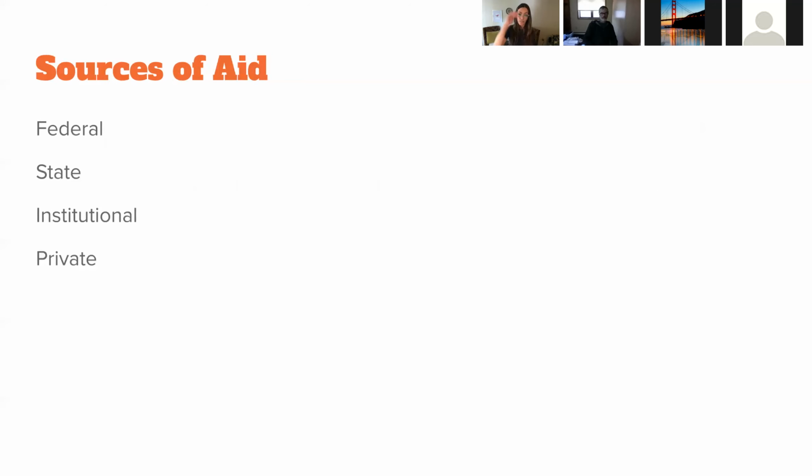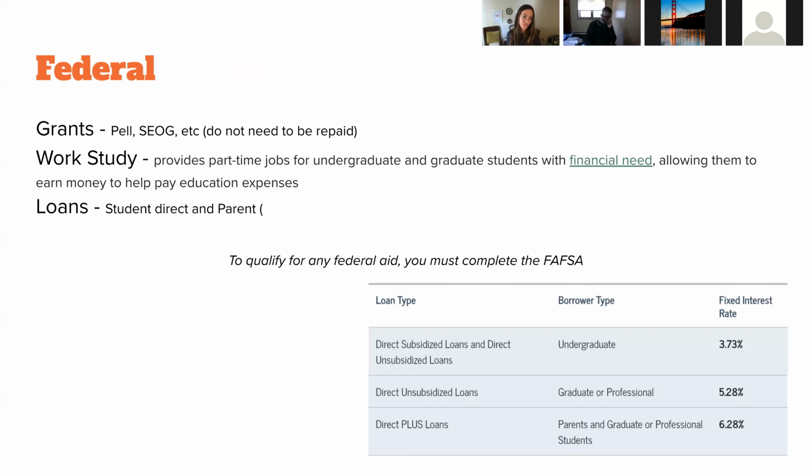Sources of aid are federal, state, institutional, and private. And so the two applications that I'm going to be talking about today are necessary if you're trying to get need-based aid that's either federal or institutional. And sometimes state and private scholarships will also ask you to fill out a FAFSA to get an estimate of what your need eligibility is. But we're mostly going to be focusing on federal and institutional aid options today. So federal funds include grants, work study, and loans.